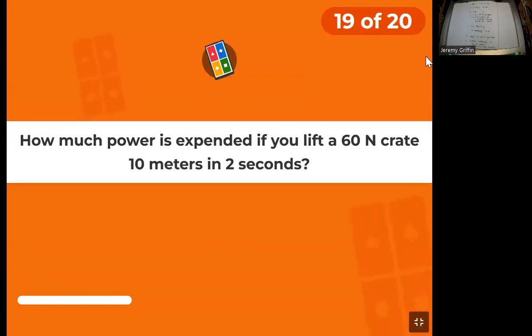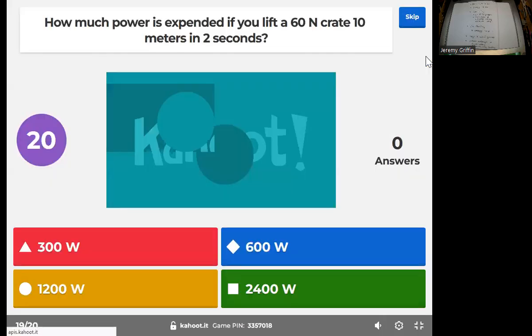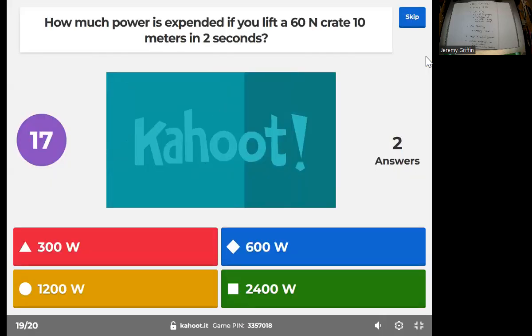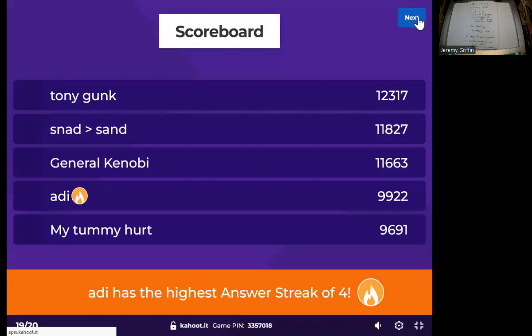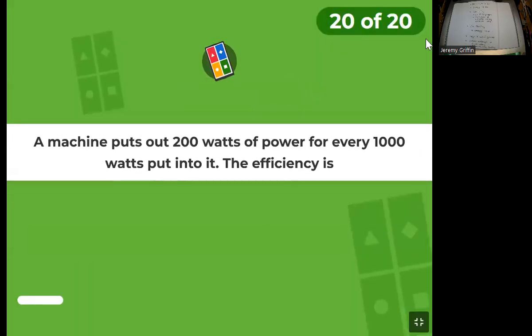How much power? Lifting 60 newton crates 10 meters, all in 2 seconds. What's 60 newtons times 10 meters? 600 joules. What's 600 joules divided by 2 seconds? 300 watts. Force times distance over time, work over time, which is power. 300 watts. For the win.